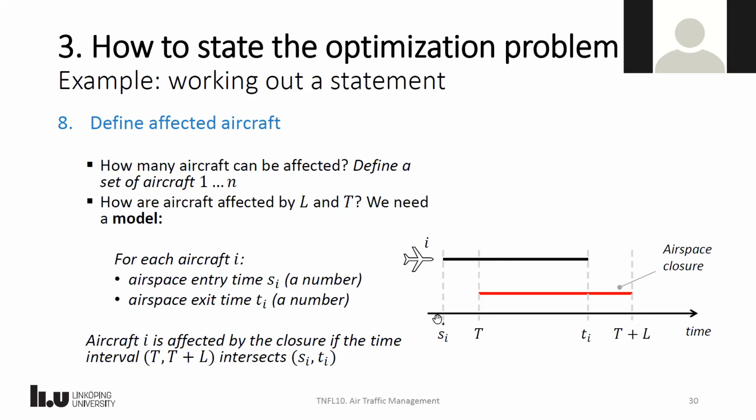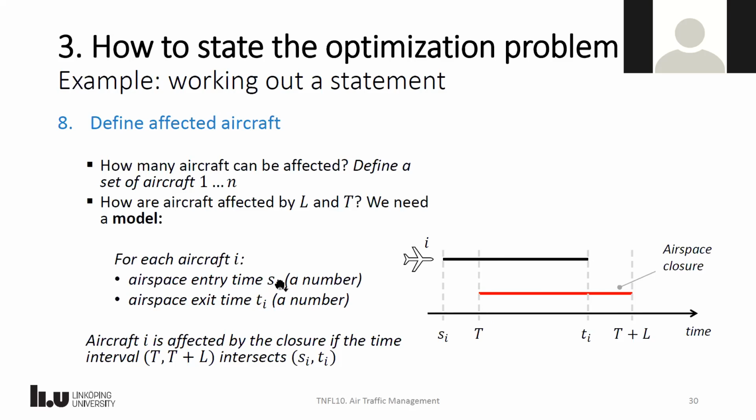So the aircraft will be affected by the closure if the interval t to t plus L intersects the interval S sub I to T sub I. So in this example, in this illustration, the aircraft in particular will be affected by the closure because this interval over here overlaps with this one over here. If the aircraft were to enter the airspace earlier and to exit the airspace before the closure of the airspace, it would not be delayed and it would not be affected.